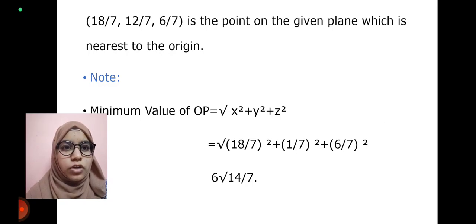Note: to get the minimum value of OP, it is the square root of x square plus y square plus z square, which equals the square root of (18 by 7) whole square plus (12 by 7) whole square plus (6 by 7) whole square, which equals 6 root 14 by 7.